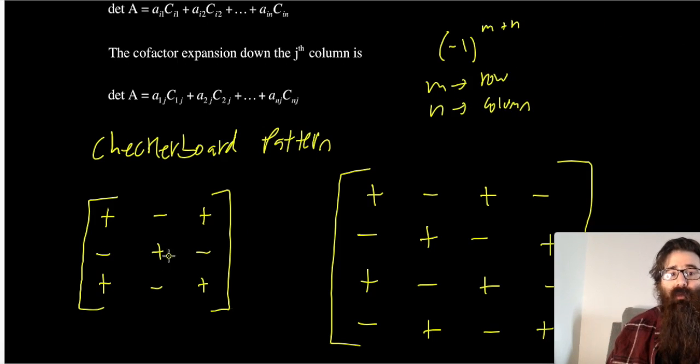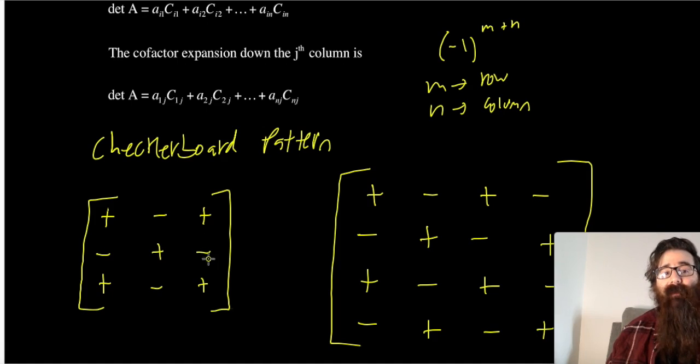So for example, right here in the middle, if I want to check this, where is that? That is in the second column, second row. So if I bring that term out, I would multiply by negative 1 to the 2 plus 2, or that's negative 1 to the 4, which is positive. Shows me that positive sign there.